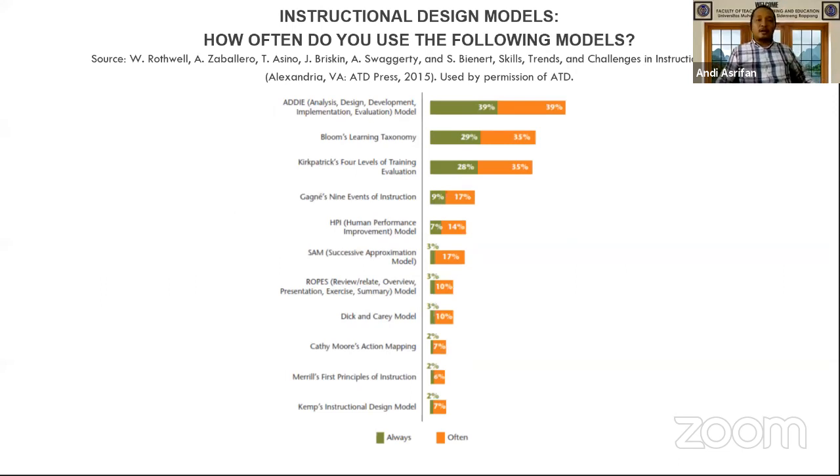And then here, how often, based on research that I take from the Roswell, the ADDIE model, analyze, design, develop, implementation, evaluation, is still in the higher, and then Bloom's, and then Kirkpatrick, and then Gagne, HP, and so on. So ADDIE is still at the top, but maybe this is also because some of the researchers are still uncommon to now. There are more than 20 models of instructional design that can help us to design our instructional design.